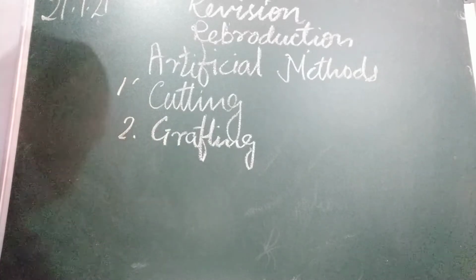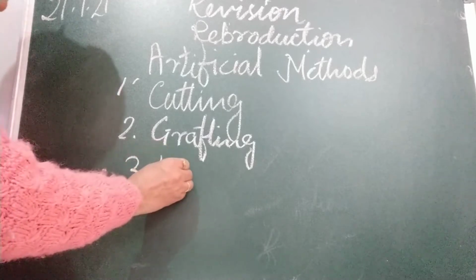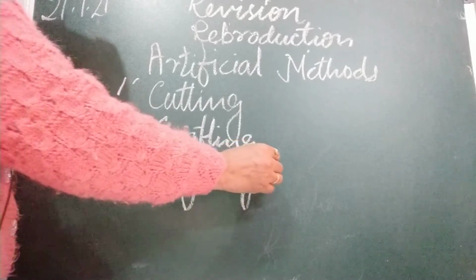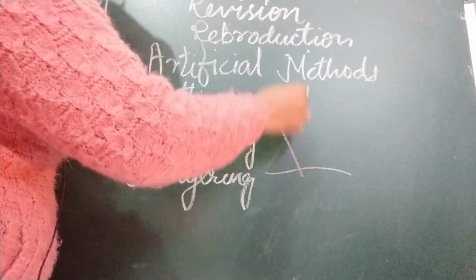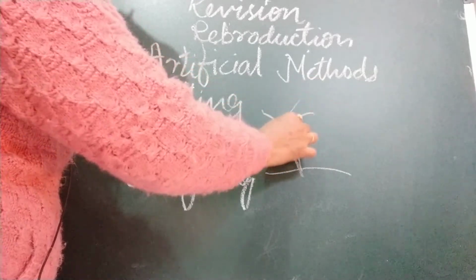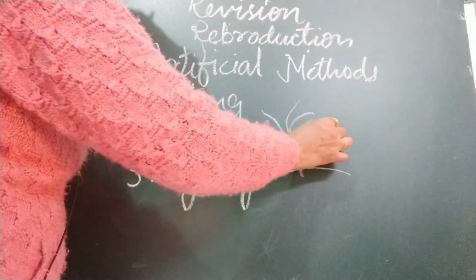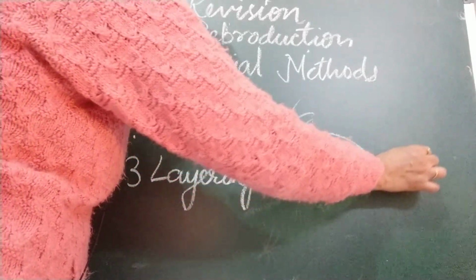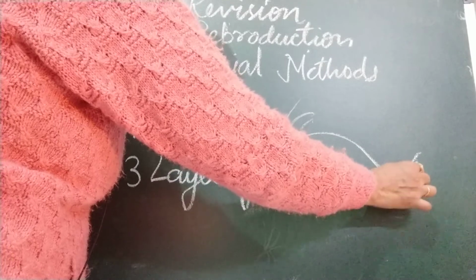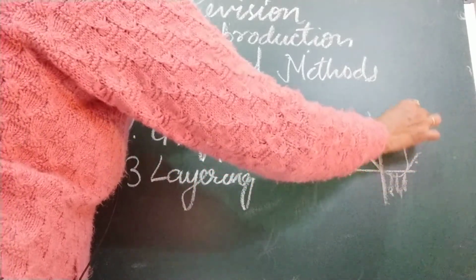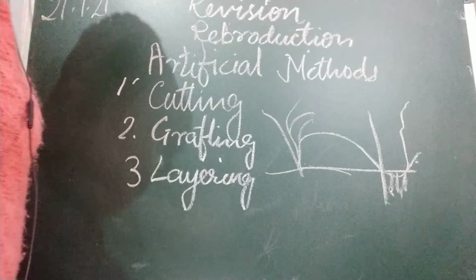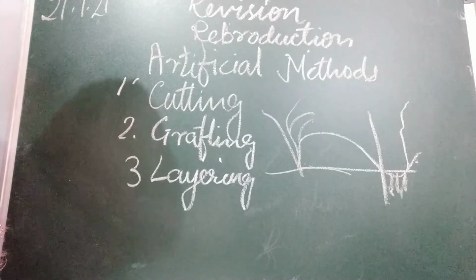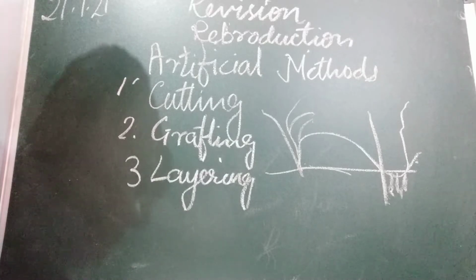Now layering, we can also grow a plant by layering. What happens in this? Some plants develop this, like bougainvillea. The branches are there. We take one branch and bury it in the soil. After some time, this portion becomes an independent plant. The branch can now be cut and made to grow into a new plant. This method is called layering.